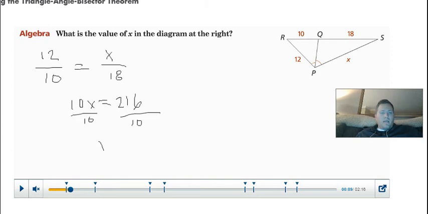And we're going to get x equals, just move the decimal place over 1, and that's going to give me 21.6. That is my final answer right there.